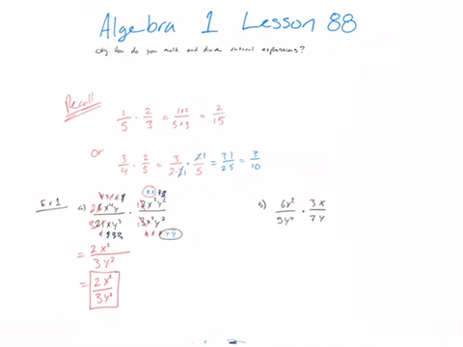Alright, let's do one more here. I'm looking at the numbers, and I have a 6 and a 3 on top, and I have a 5 and a 7 on the bottom. So I'm not seeing a way that I can reduce those. So then I'm going to say 6 times 3, which is 18. 5 times 7, which is 35.